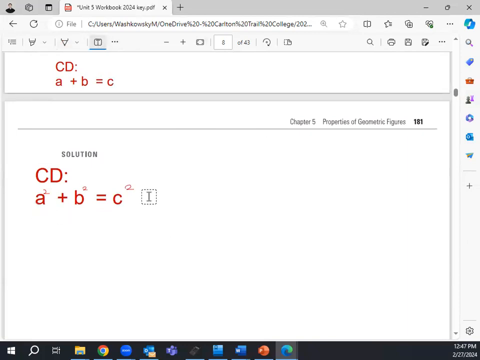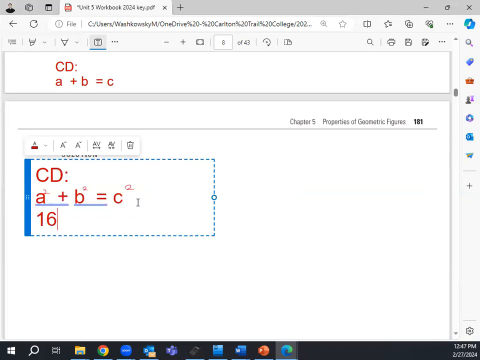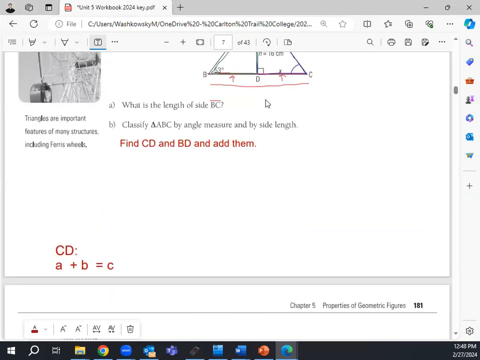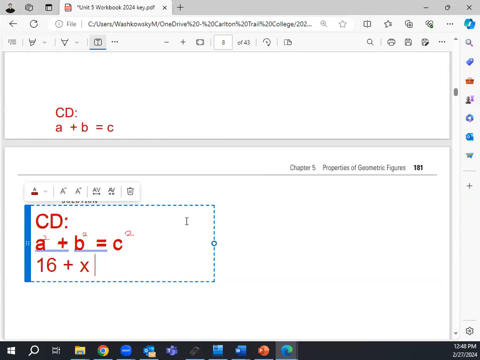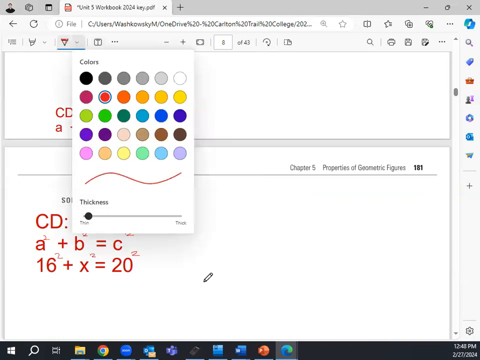So I'm going to start substituting stuff in, right? What was the other one? Was it 16? Yeah. So 16 squared plus, I'm just going to leave it as, I'm going to put X because it says X in there. Plus B squared equals 20 squared. Let me make this a little thicker.